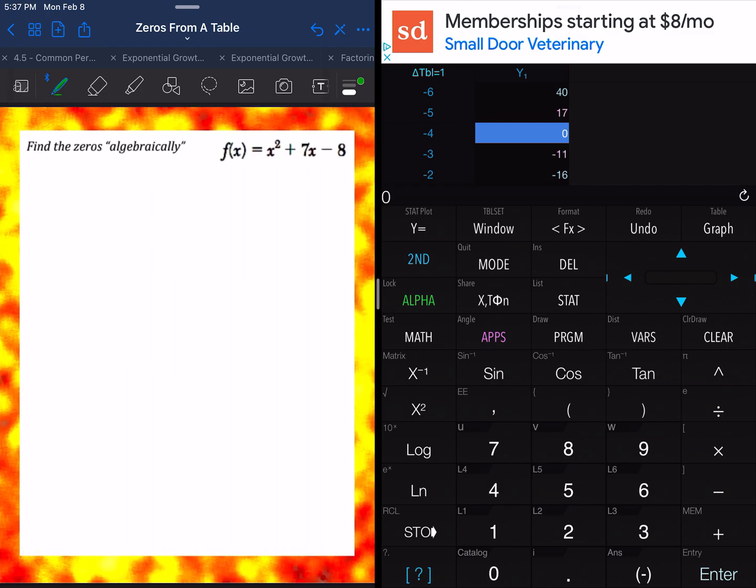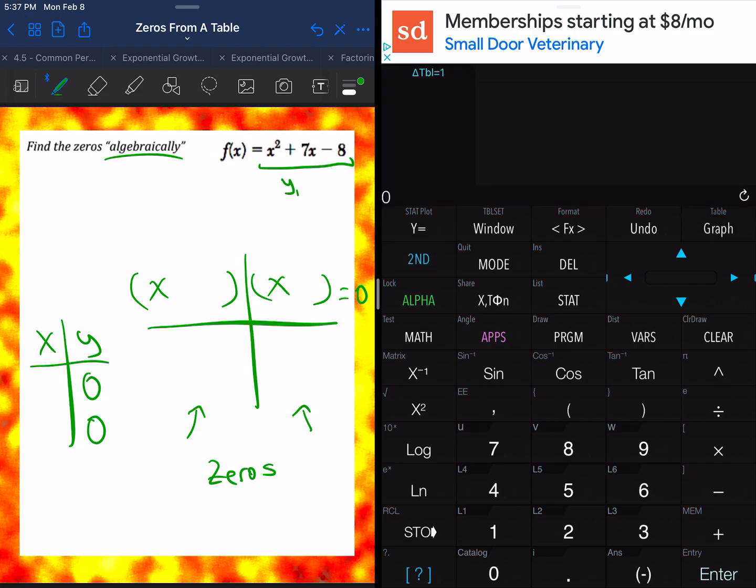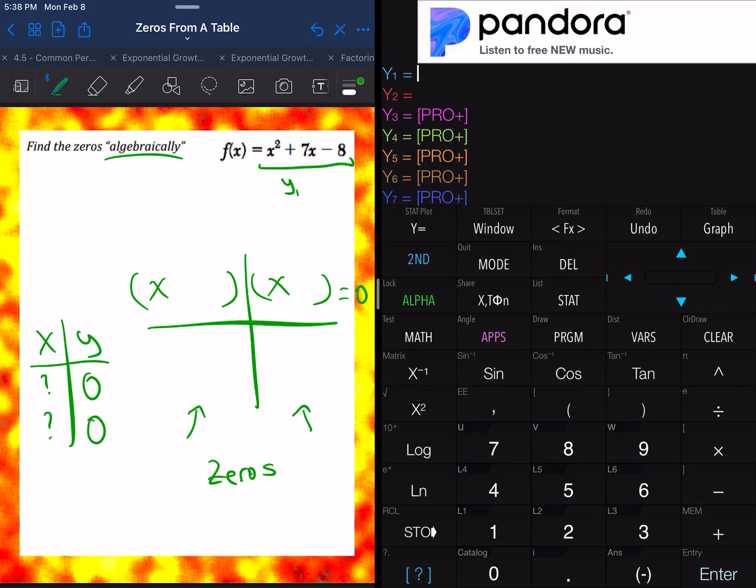Okay, let's do another one. This one says algebraically. That just means I'm going to find my zeros from a table. I'm going to put my zeros here and here. And I am going to fake some factors. So why don't you go ahead and try this one. You're going to type this into the calculator. You're going to hit second graph when you're done and find your two zeros. What are those two zeros?